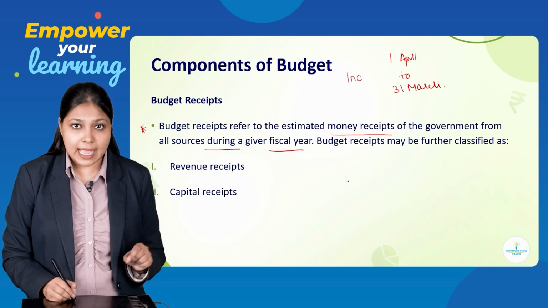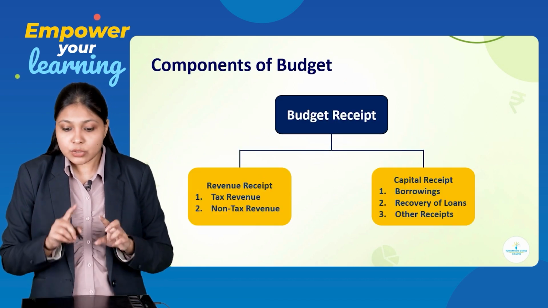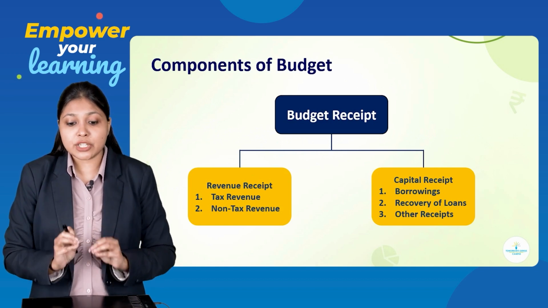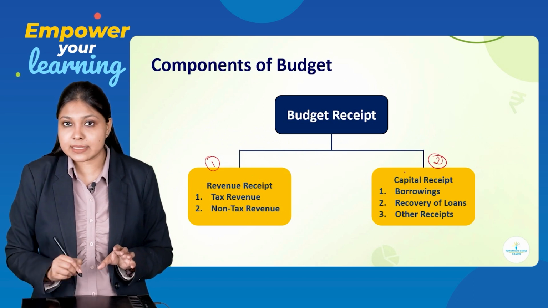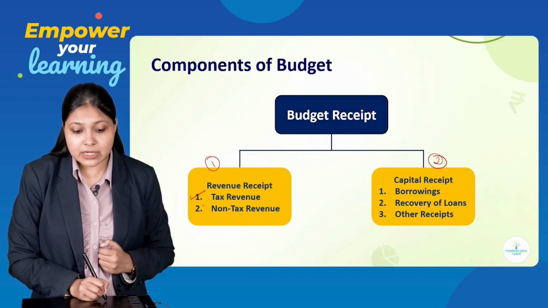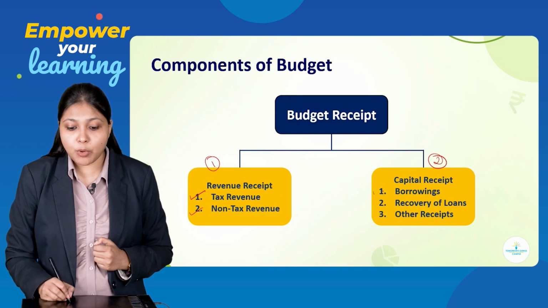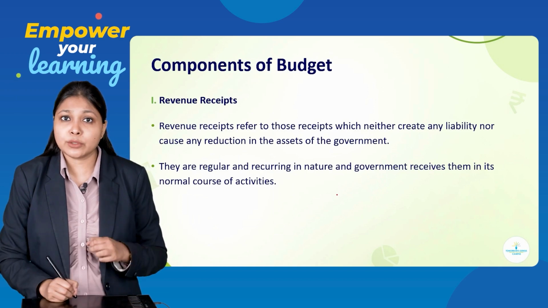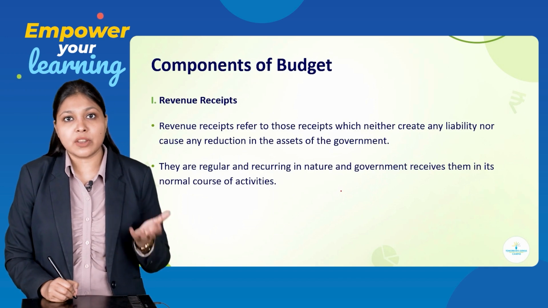Now again it has two components, revenue receipts and capital receipts. You can look at this chart wherein it has been specified very clearly that budget receipt is of two types, revenue receipt and capital receipt. The different things which come under revenue receipt are tax revenue and non-tax revenue. The different components of capital receipt are borrowings, recovery of loans and some other deposits. We are going to see each one of them very specifically. First of all, what is revenue receipt?